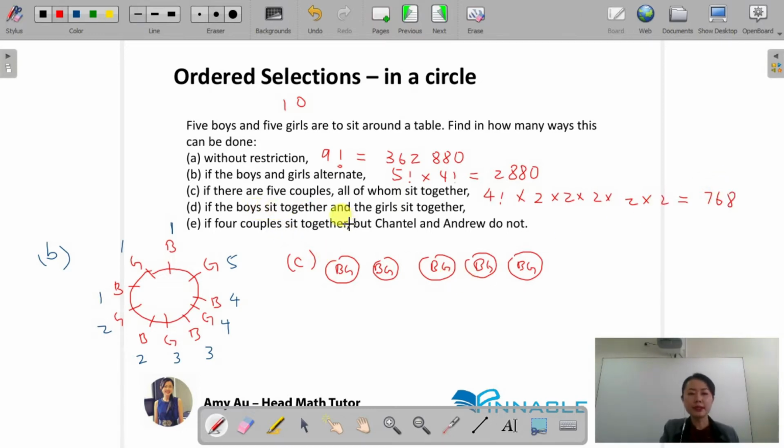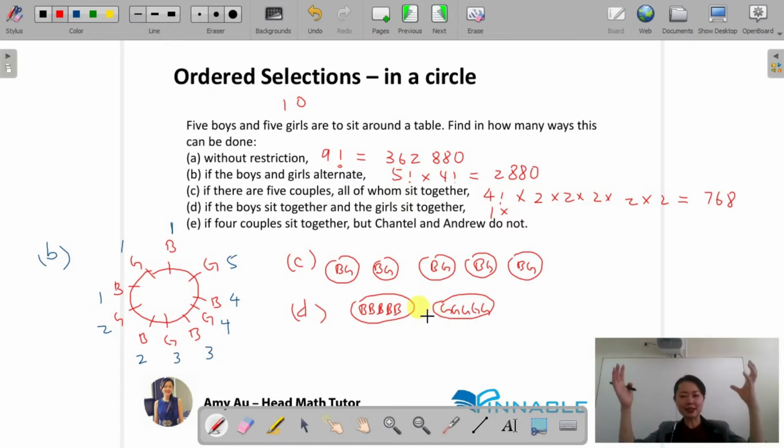Alright, if the boys sit together and the girls sit together, so group them, right? So boy, boy, boy, boy, boy, girl, girl, girl, girl, girl. So 2 things in a circle, there's only one way to do that, really. Yeah, so it's like boy takes one half of the table, girl takes the other half of the table. That's it. Yeah, then rearrange within the group. So there are 5 factorial ways to rearrange within the group of boys and 5 factorial ways to rearrange amongst the girls. That should give you 14,400.